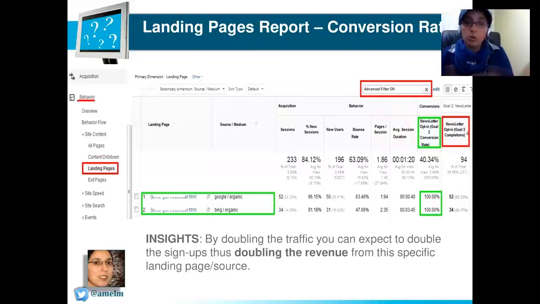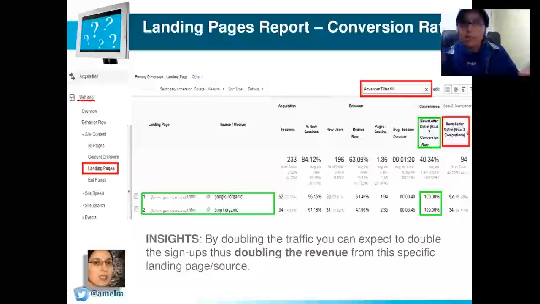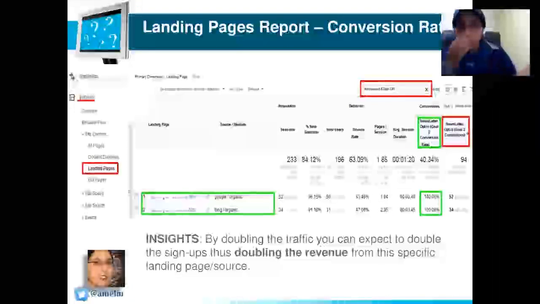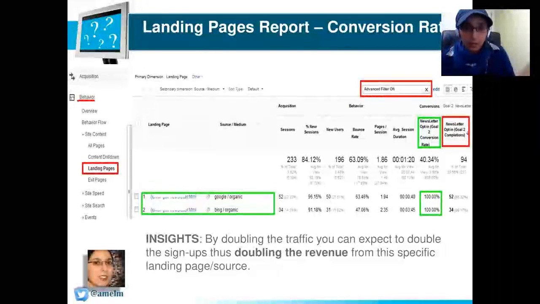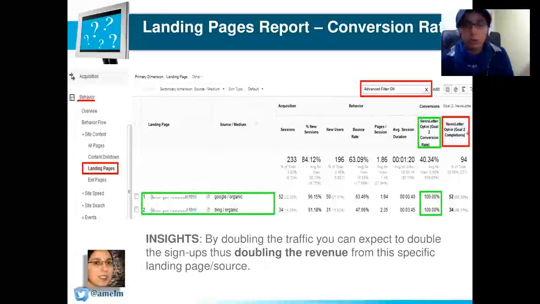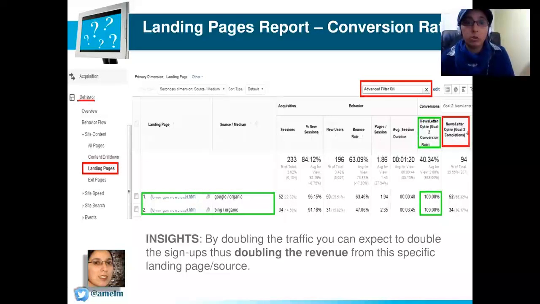So now where we start, to build our SEO strategy, we see that this page from organic source is converting at 100%. So if I am able to increase the traffic from organic source to this page specifically, I can expect the 100% conversion. Now, even if I had 80% conversion from this, by doubling the traffic, I'm going to double the revenue either way. Okay, and signups or whatever your conversion is.